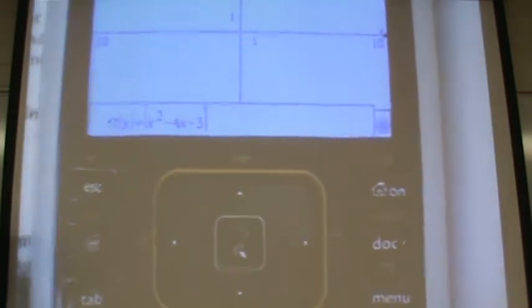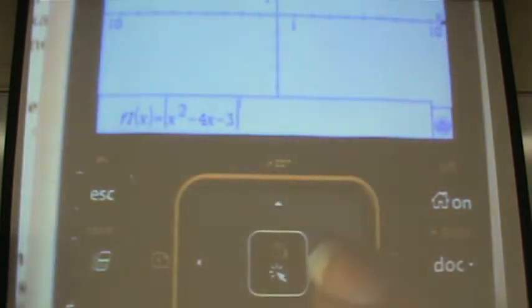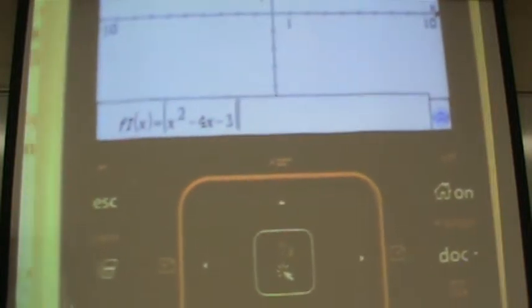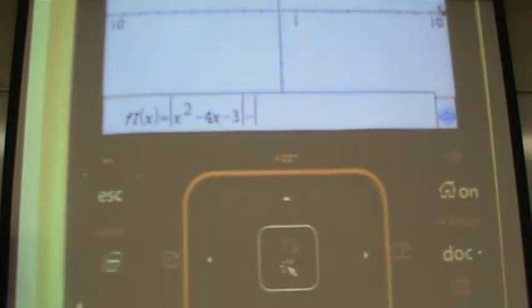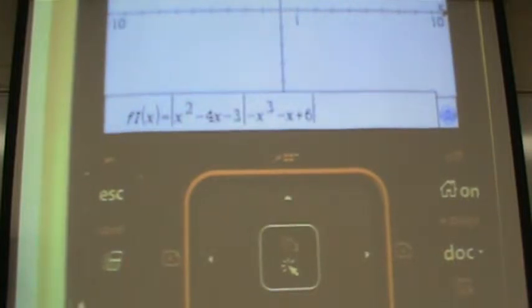Now that's the absolute value part. How do I type the rest in? Push over. You have to arrow over, get outside of that absolute value, and type the rest in. What's the rest? Minus x cubed, and then arrow down, minus x, and then plus 6. So I'm setting this equation equal to 0. Now, does everyone have that equation? Now hit enter.